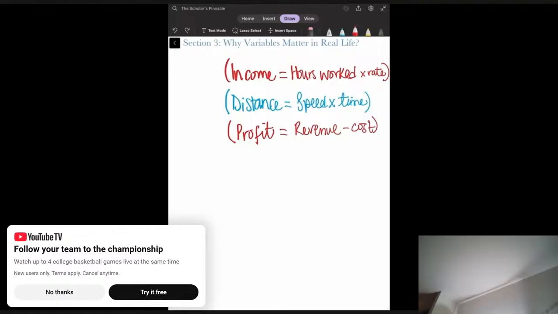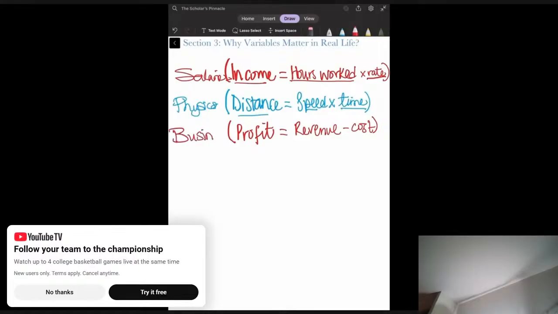For example, you have a job, you make an income, and that is applicable in salaries. Your hours worked are multiplied by the rate that you agreed upon, and that gives you your income. Next application, physics: distance is calculated by the speed at which you're going, multiplied by the time that you use to cover the distance.